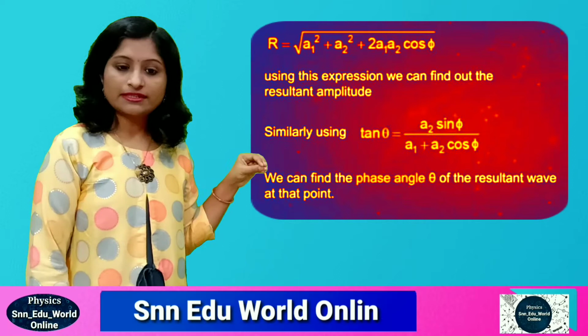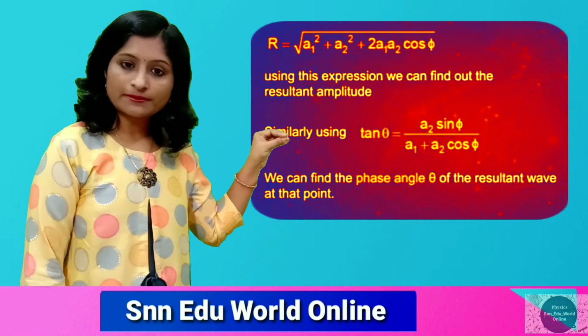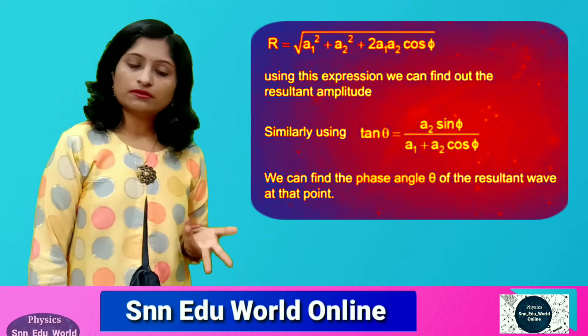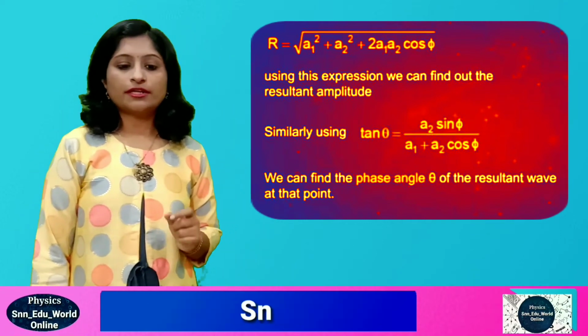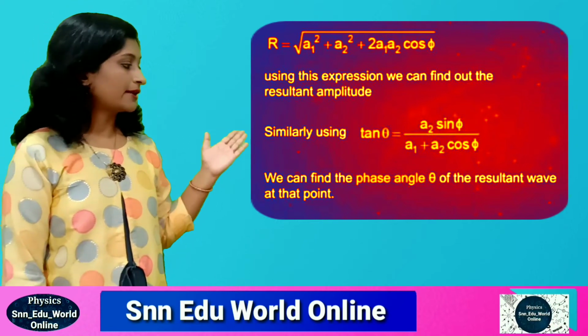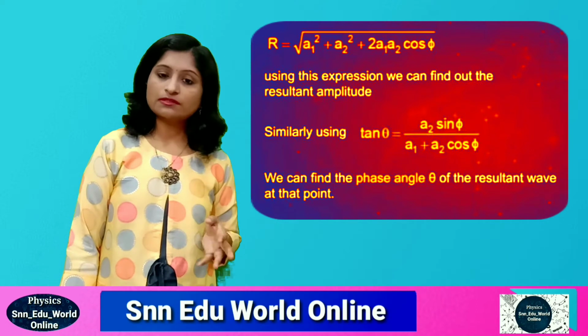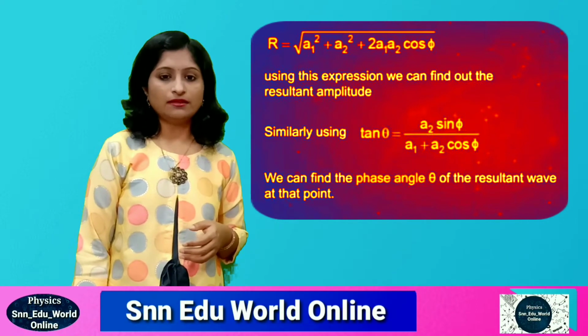And what is tan theta? It is a2 sin phi divided by a1 plus a2 cos phi. From here, theta can be calculated. Means the phase angle theta we can calculate by this tan theta. If we take the inverse, tan inverse, we will get the value of phase angle theta.